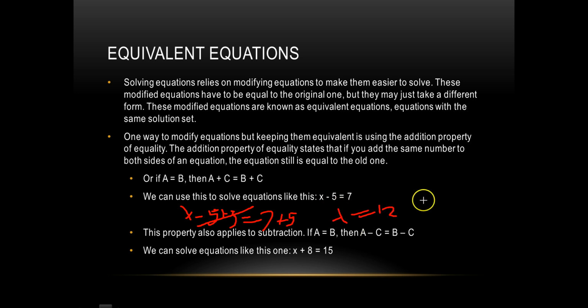We can double check our work. Let's plug in 12 for x. So 12 minus 5 is equal to 7. Is that true? Yeah, 12 minus 5 does equal 7.